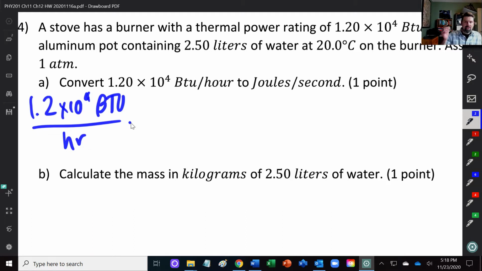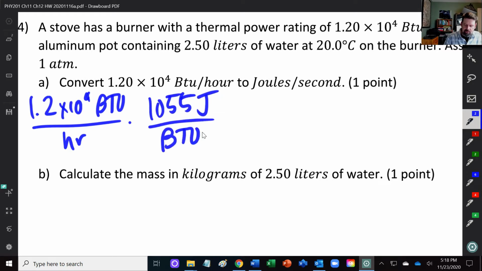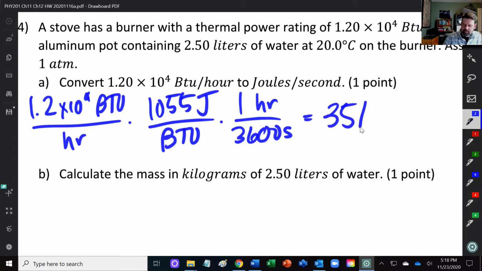We look up the conversion. I think it might even be on the equation sheet. There are 1,055 joules per BTU, and in 1 hour there are 3,600 seconds. And then we find that it's 3,517 joules per second. That's a 7.